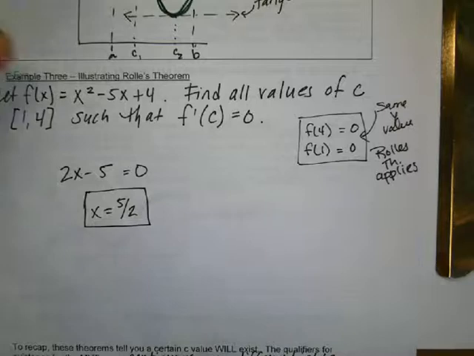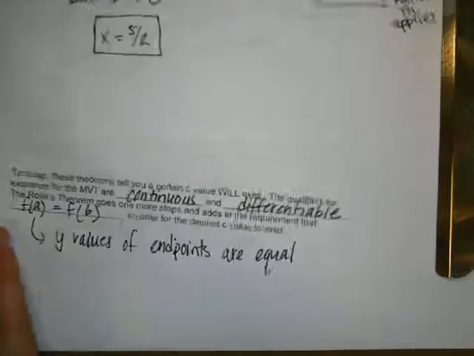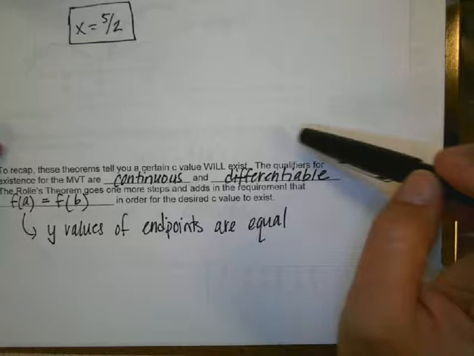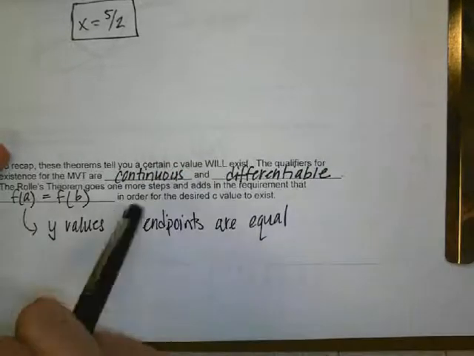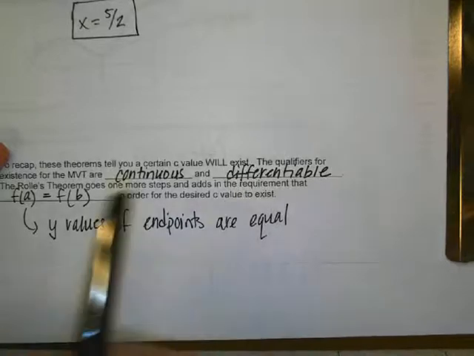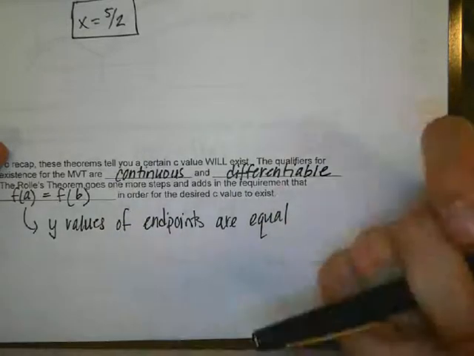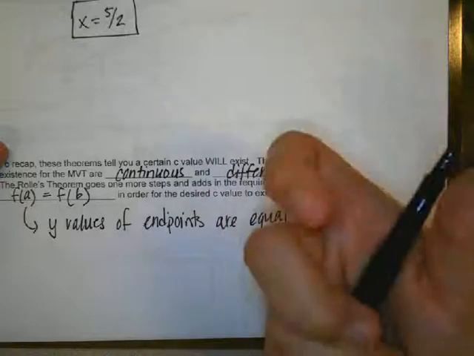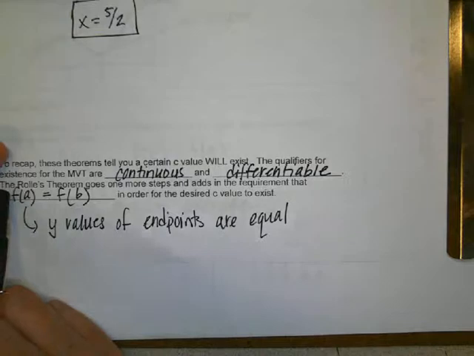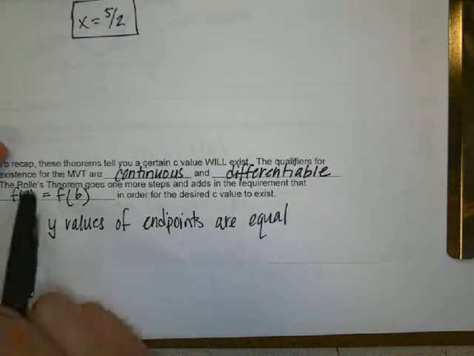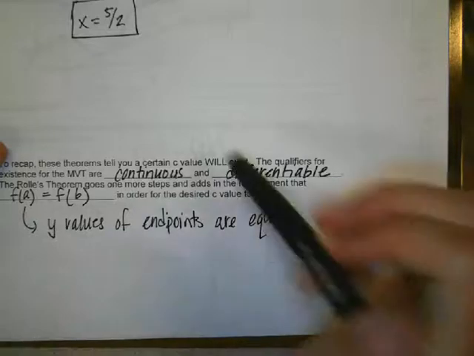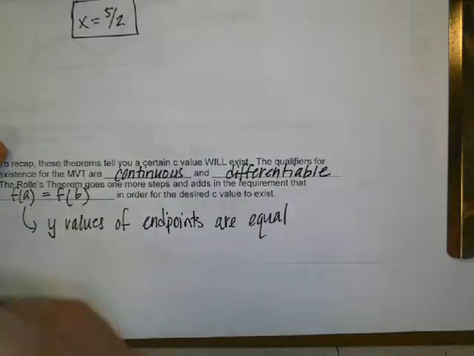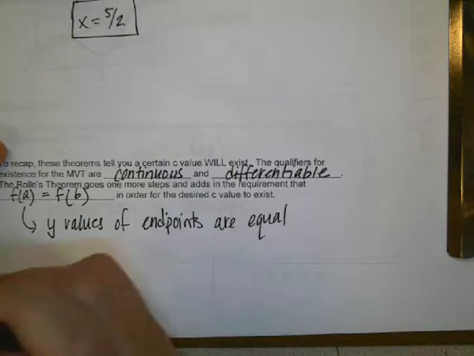So to recap, these theorems tell you a certain c value will exist if certain qualifiers are in place. The qualifiers for existence of the mean value theorem are that the function has to be continuous and differentiable. And if that happens, you will be able to find a spot where your average will equal an instantaneous rate of change. Rolle's theorem goes one more step and adds in the requirement that if f of a equals f of b, so if the y values of your endpoints are equal, then there's a c that guarantees you're going to have a horizontal tangent line at that point.